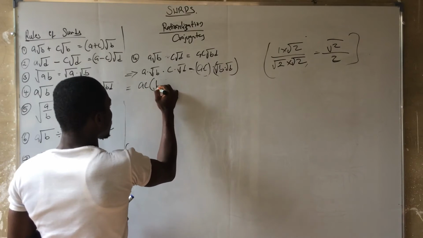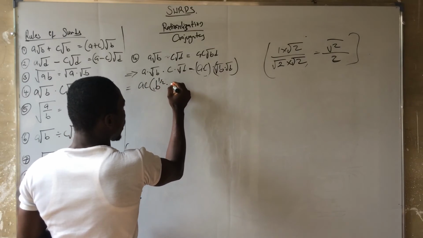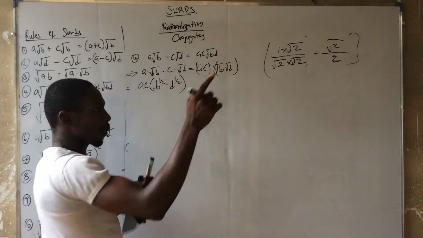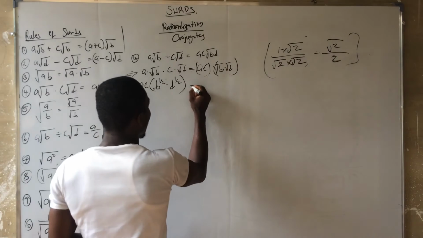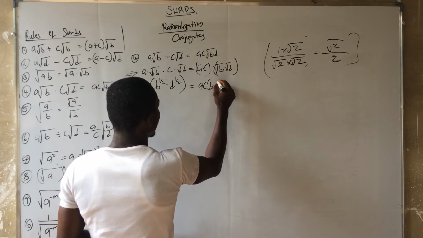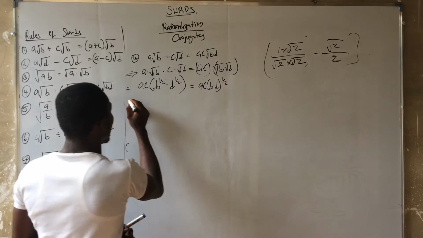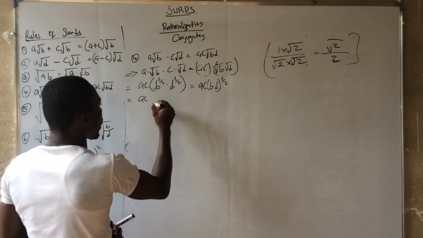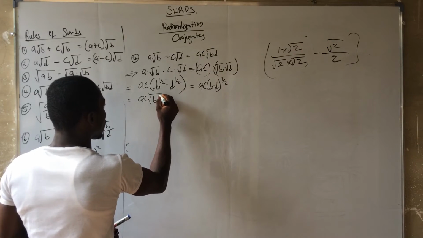Now having done this, I will say it is equal to, this is AC, and since I will not put in bracket, this is B to the power 1 over 2 multiplied by D to the power 1 over 2. With that law of indices, when the powers are the same, you multiply the base. I will now say this is equal to AC in bracket, this is B times D raised to the power 1 over 2. I will now say that this is equal to AC, now the square root of BD.